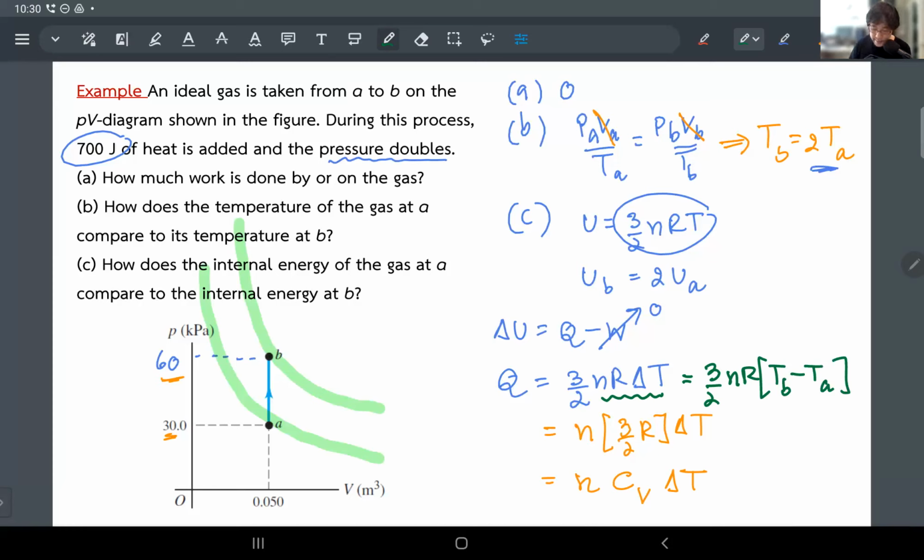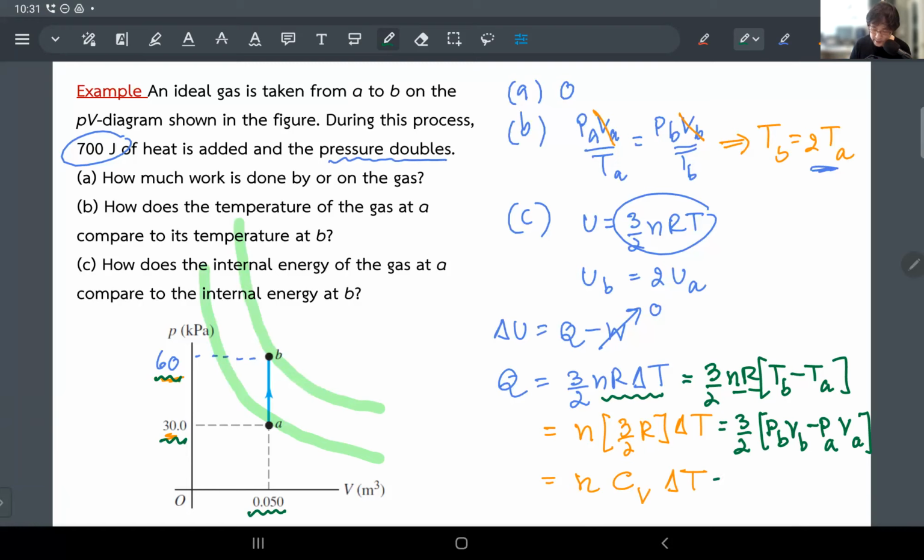All right. And that means I can keep going: it is 3/2, and you look at this, nRT is just PV. So it's going to be P at B, V at B minus P at A, V at A. Still with me? Because PV equals nRT all the time. And if you look at this, P at B, V at B, P at A, V at A, you can read out from this PV diagram. You know exactly what it's supposed to be.